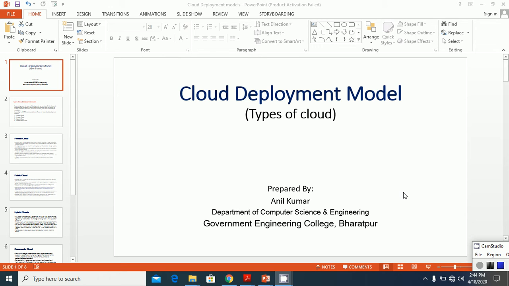In today's class, we are going to discuss cloud deployment models, or we can say different types of cloud under the cloud computing subject. So, what are the various cloud deployment models? Based on the infrastructure, physical resources, and services of cloud shared, cloud deployment models are broadly categorized into four categories.